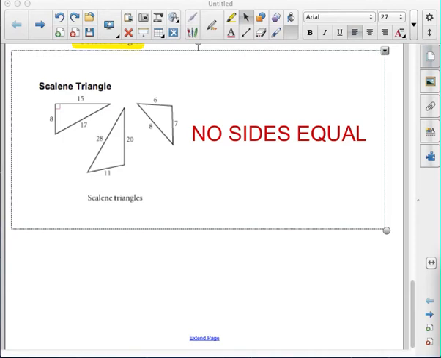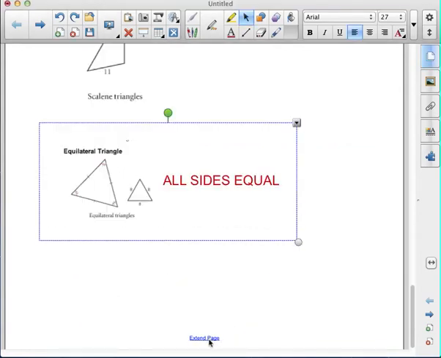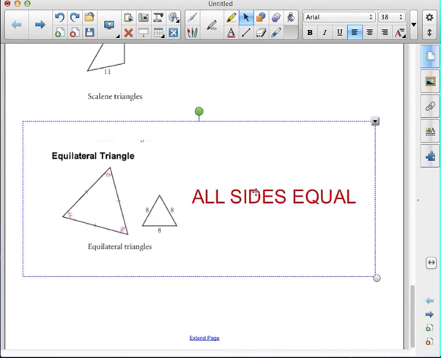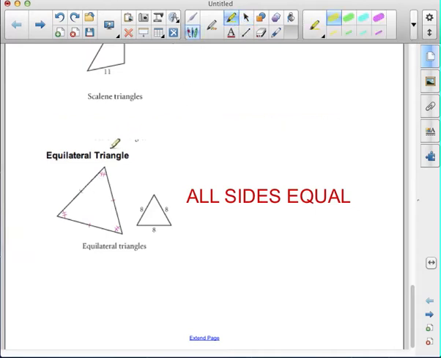Now, the opposite of a scalene triangle is an equilateral triangle. Equi meaning equal, lateral meaning sides, and if all the sides are equal, then you have an equilateral triangle. Here it is denoted or shown by the congruency marks. And here we have numbers, so we can show all sides are equal either via congruency marks, or we can show that all sides are equal via number measurements.